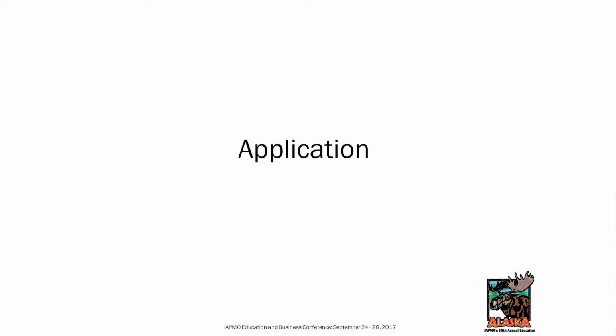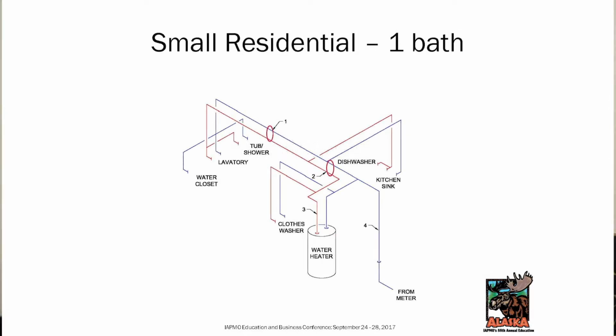And we have an example of an apartment complex. So here's a small residential, one bathhouse, just for an example. On the upper left-hand corner, you have a bathroom group, just one water closet, one lavatory, one combination tub and shower. Then you have a kitchen sink with a dishwasher, you have a clothes washer, and then the building supply.